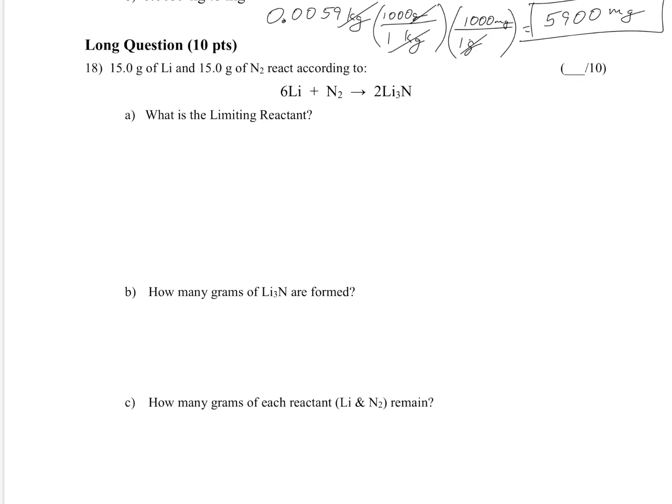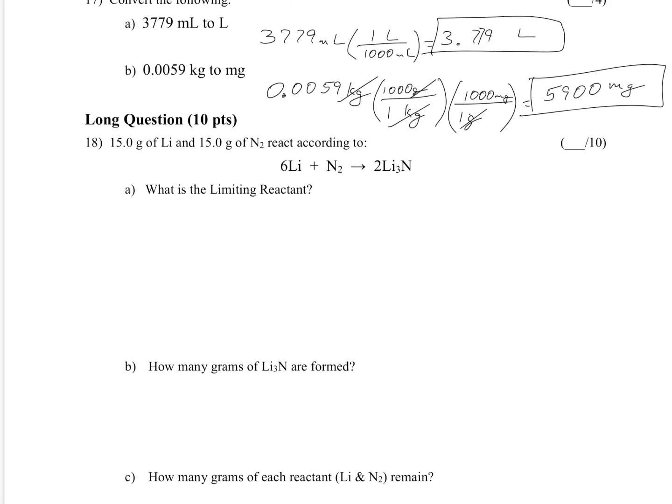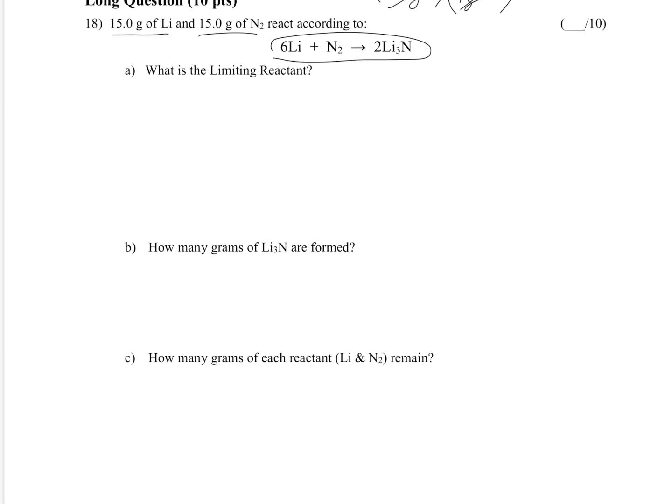Great. Now let's go on to some longer questions. I'll leave that there if you need it. So we have a problem where we have 15 grams of Li, 15 grams of N2. They react according to this. So we're first asked, what is the limiting reactant? So we go through the steps, and my first step is always to balance it. Let's look. We have 6 Li, 6 Li. We have 2 nitrogen, so it's balanced.